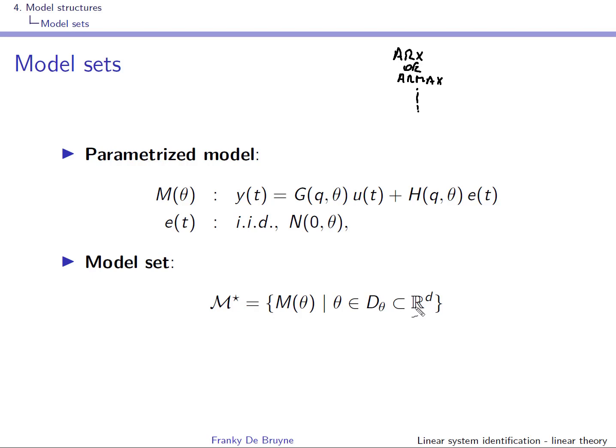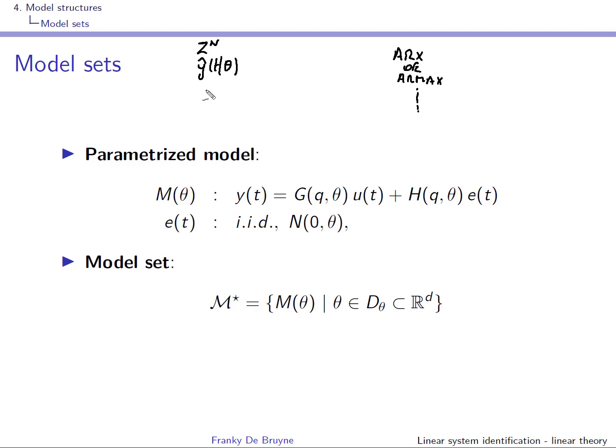So what will be the idea in the coming slides? Once you have a data set Z^N, and I've explained what this data is, it's N input data and N output data, you can use your model structure to construct a prediction of y at time t given your model. For every parameter theta, there will be an associated predictor, right?